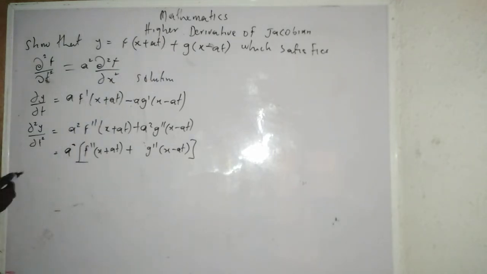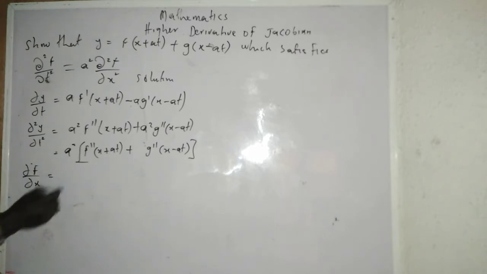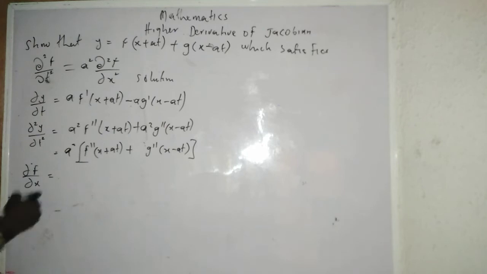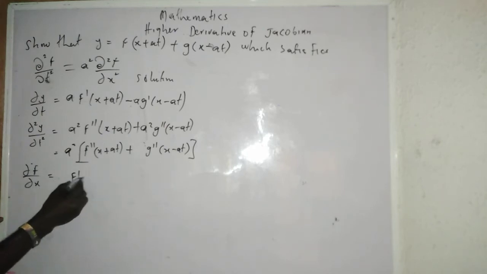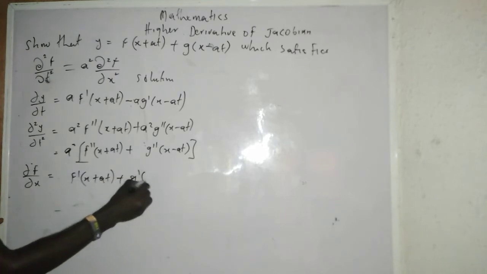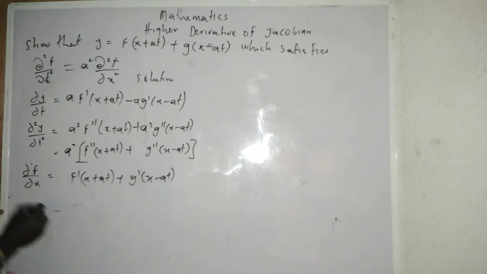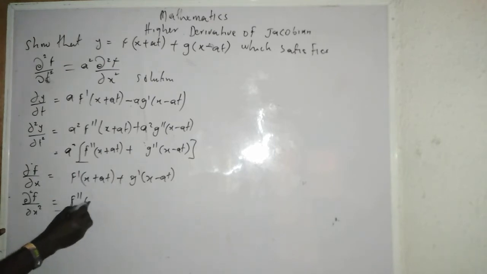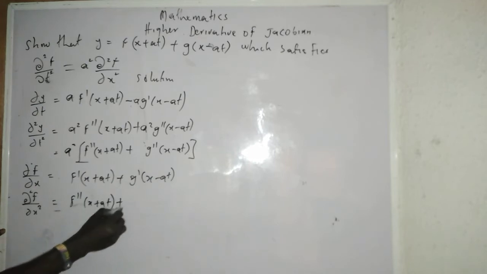I will go for what? Of e of f all over what? With respect to x, which at this point I want to consider my what? My x. What I will just do is that I will differentiate, this is 1. Bring out the differentiator, which I have f prime of what? S plus at plus g prime of what? S minus at. Now, if I move on again to the square of s squared, which I will have f prime prime of s plus at plus g prime prime of what? S minus at.